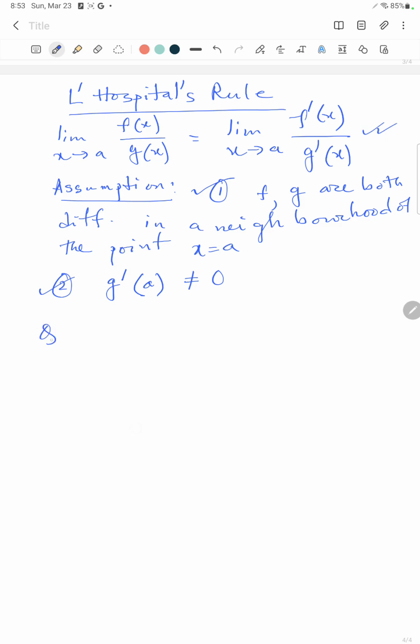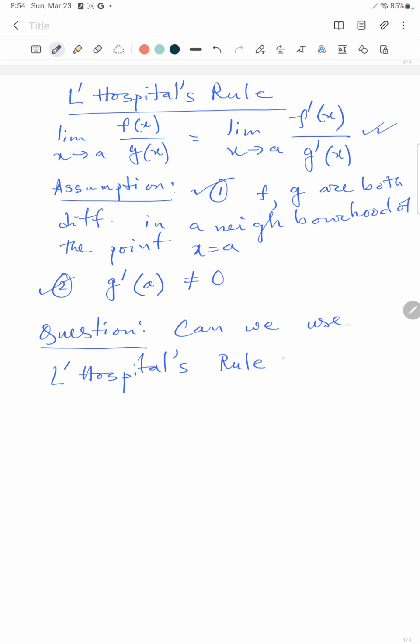Okay, now the essential question here is, for evaluating the standard limit sine x by x, can we use L'Hopital's rule to evaluate limit x tends to 0 sine x by x? So this is the essential question, which is a type of tricky or conceptual question. So let us see what is the problem.